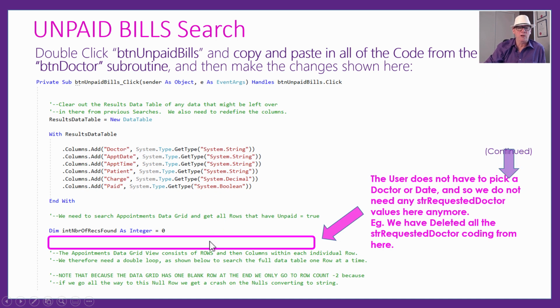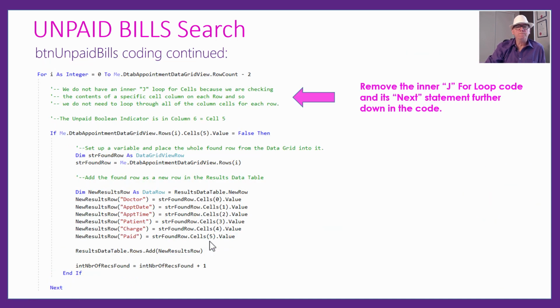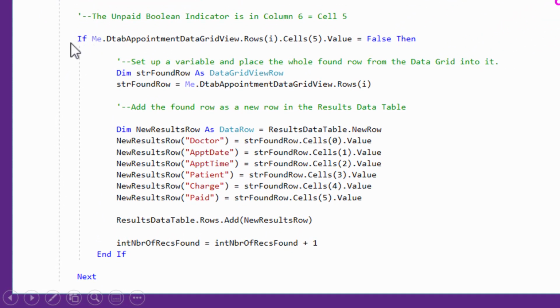We've taken out that stuff about the requested doctor, and then we don't need to have an inner J loop either, because we're just looking for a row that has that one particular cell. Unpaid is not ticked. It's actually false at the moment, which means they haven't paid. And so we're just looking here. The only criteria you need is to go down through each row, and as we hit each row, just go to cell 5, the last cell, Cells(5), and check whether that's False with a capital F, even though in the Boolean it had to be a little f in the input XML file.